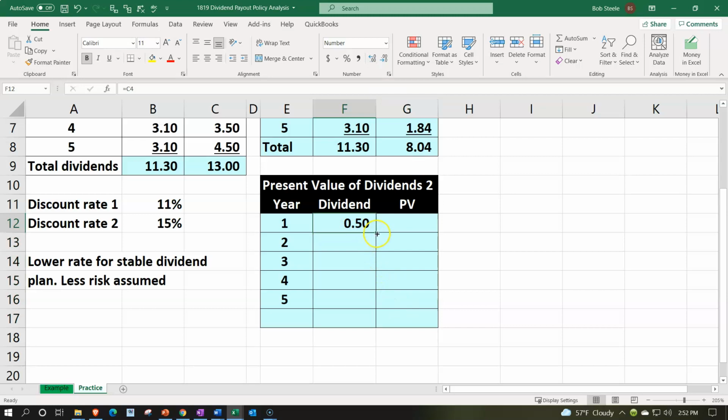I'm going to autofill it. Putting our cursor on the fill handle, dragging it down. Double check that it's picking up the last one that we want it to. There it is, picking up the 4.5. Looks good. And now we'll just present value the whole thing.